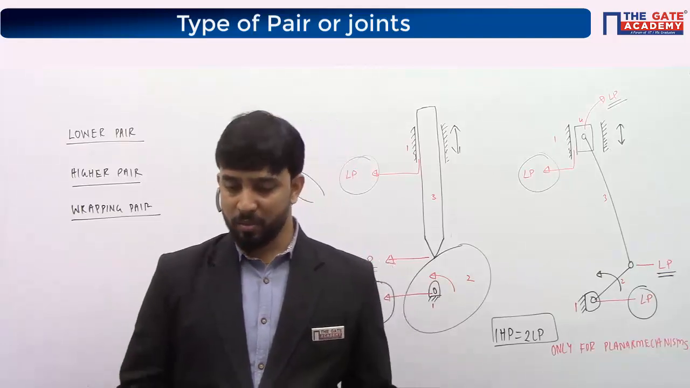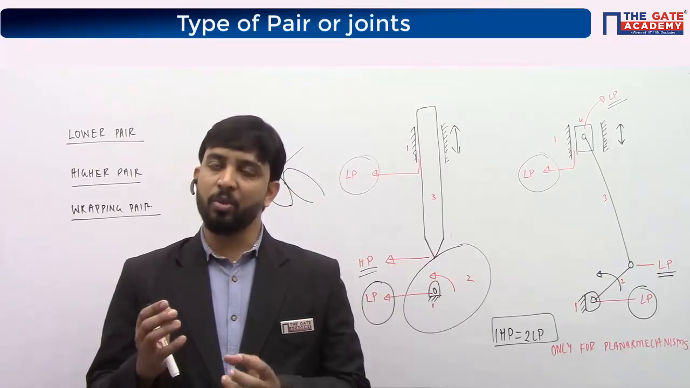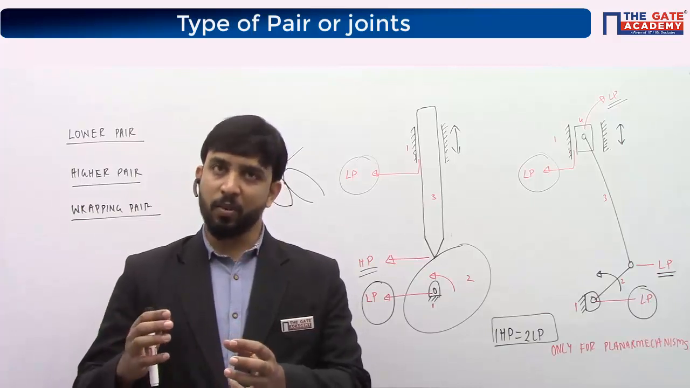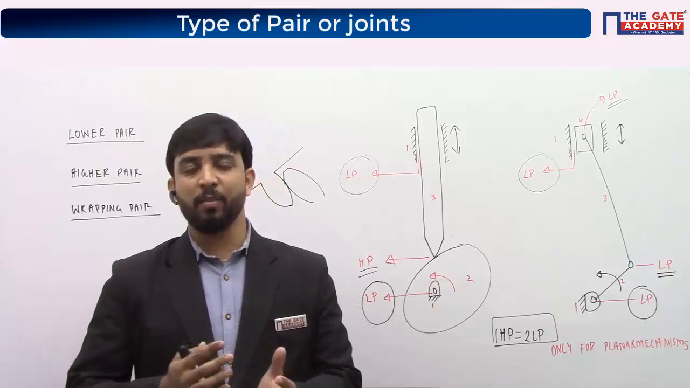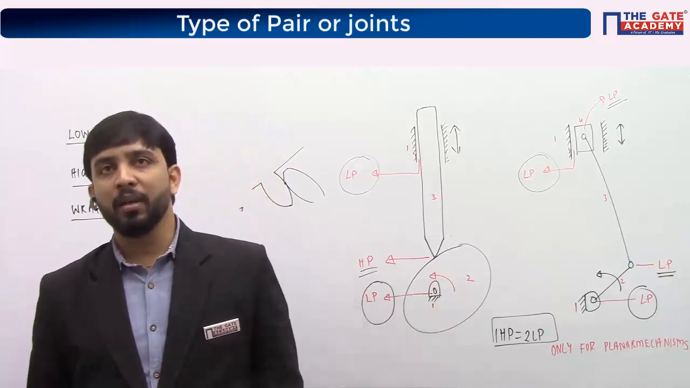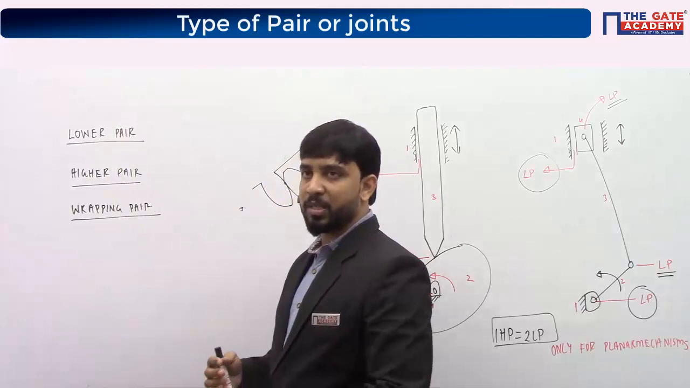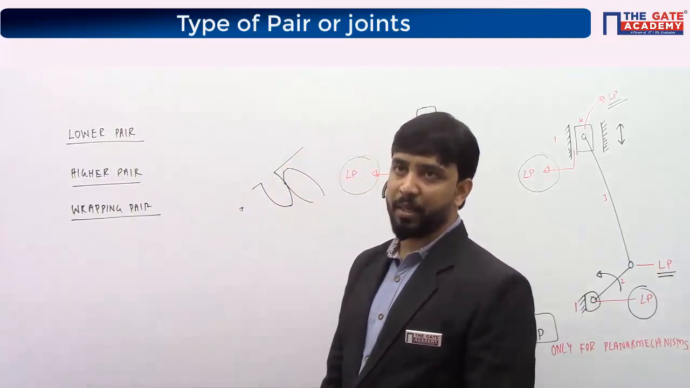Okay. So the definition may give a misconception. It's like one link wraps over the other link. But a spherical pair is also the same thing, yet a spherical pair doesn't fall into this category. Only these kinds of things: belt drives, rope drives, chain drives. These are called wrapping pairs.